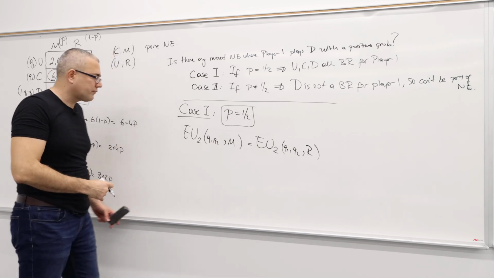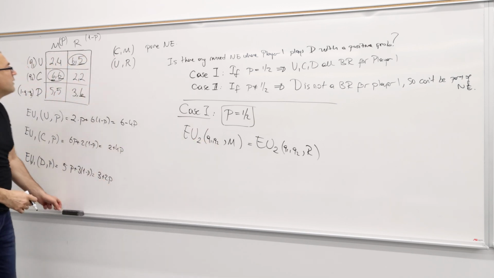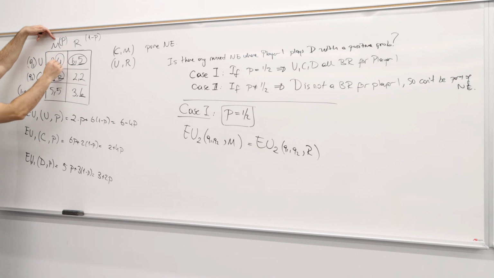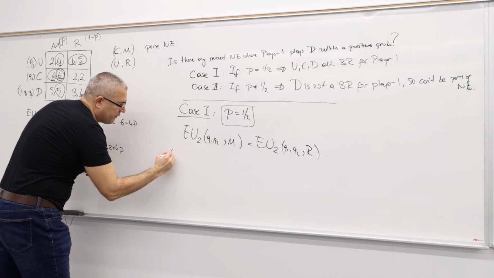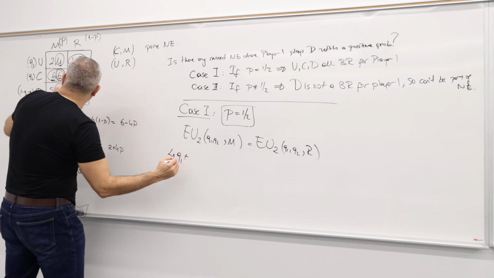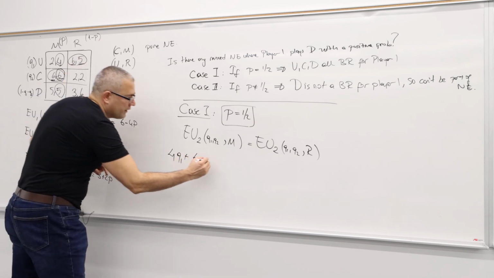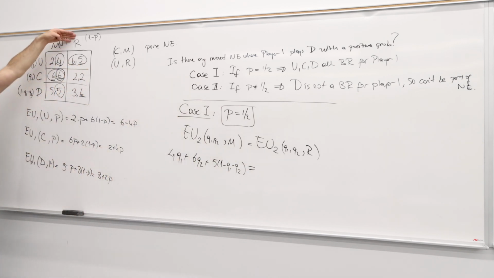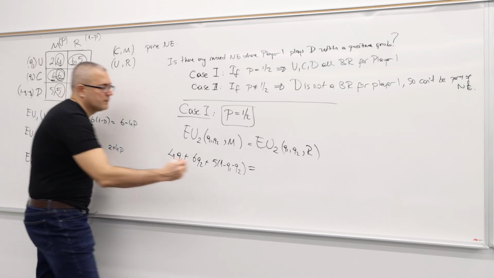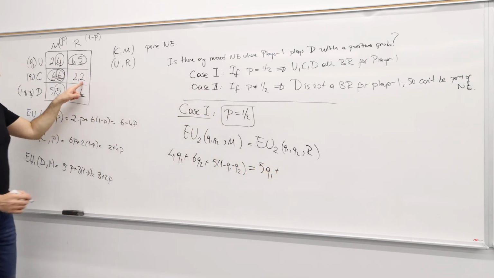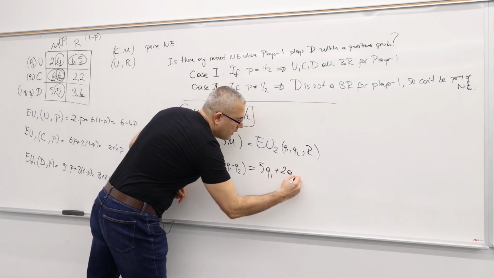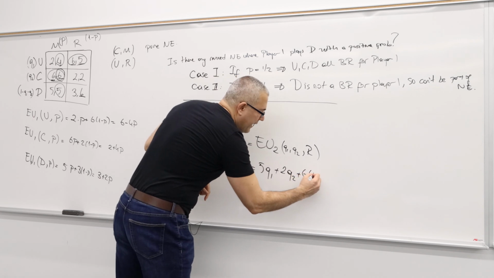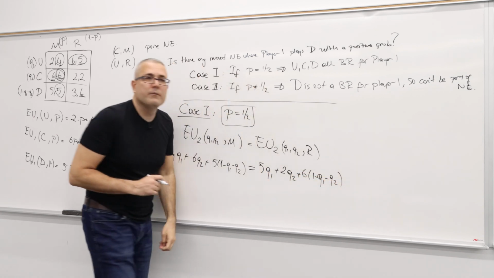We'll see about that. So the expected payoff of player 2, if he plays M, what is it? He's going to get 4 with Q1 probability, 6 with Q2 probability, and 5 with the remaining probability. So his expected payoff is 4 times Q1, plus 6 times Q2, plus 5 times (1 minus Q1 minus Q2). This must be equal to his expected payoff of playing R: 5 times Q1, plus 2 times Q2, and then 6 times the remaining probability, 1 minus Q1 minus Q2. Okay?